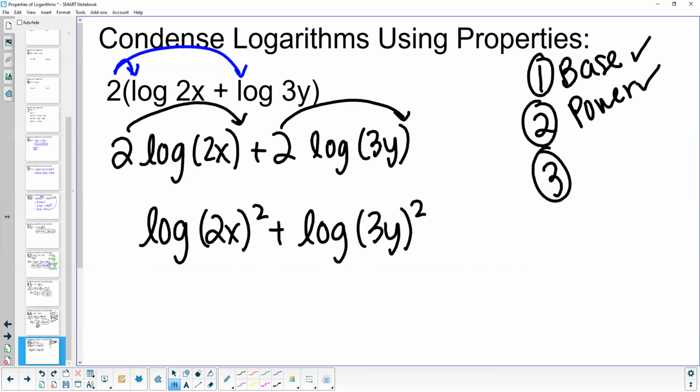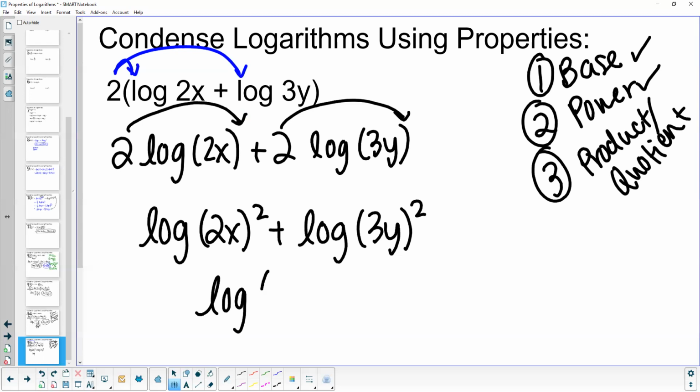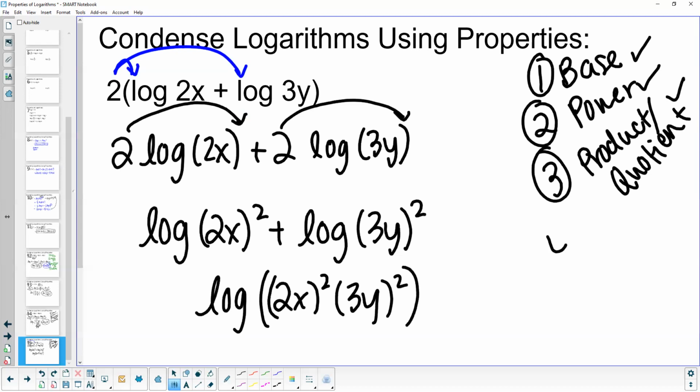Our third step here is to do our product and our quotient. And so we are going to combine those. Because these are both positive, it actually just turns into a bigger product here. So we've got the log of 2x squared times 3y squared. And we've checked that. And then our last step here that we established is to simplify.